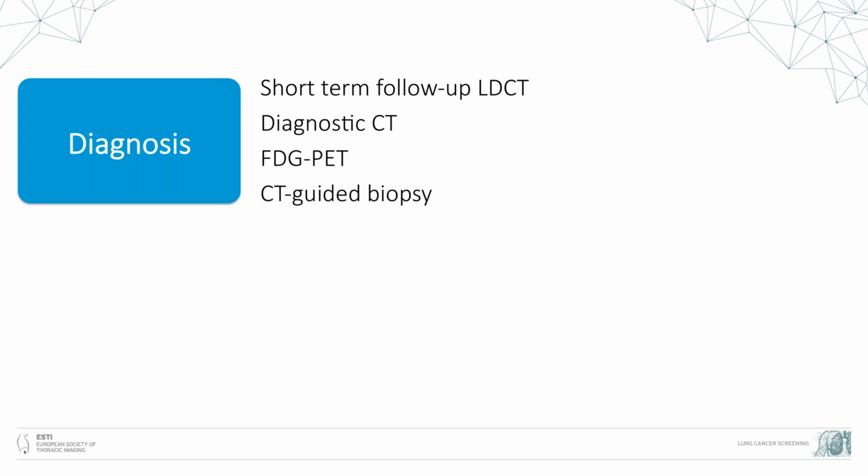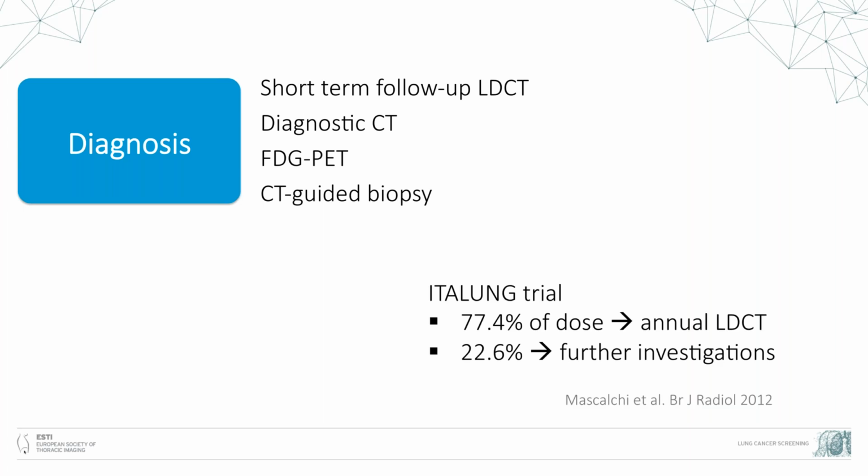There is not much data about dose in lung cancer screening trials, except the ITALUNG. They looked at the total amount of dose given in their trial. And 77.4% of the dose came from the annual low-dose CTs, but almost 1/4 of those came from further investigation. So concern about dose is important for your screening trial, but is also important for everything that is involved in the diagnosis.